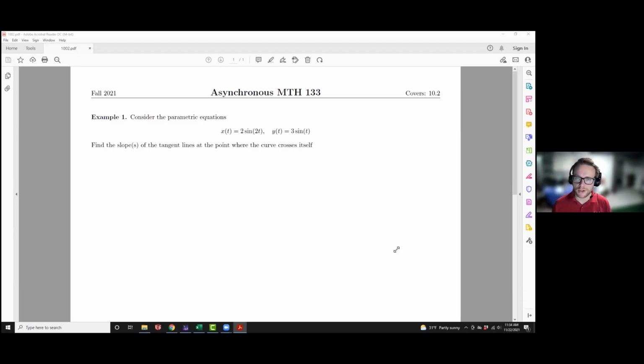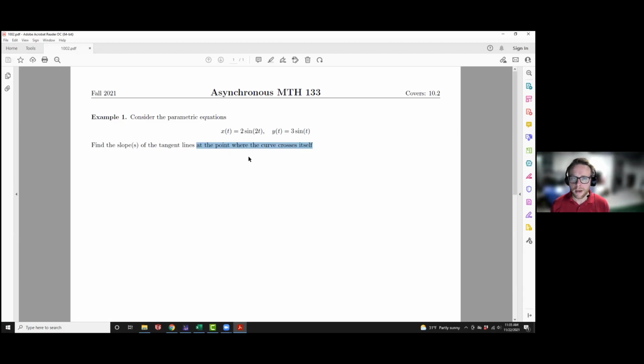Slopes of tangent lines, we're going to be using our equation rise over run. So how the y's are changing with respect to time versus how the x's are changing with respect to time. That'll be all good, but we need to plug in a time value. And in this problem right here, it doesn't tell us a time value. It just says where the curve crosses itself. And so we have to find that. That is the extra step here.